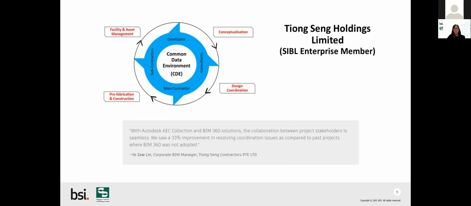In SIBL, we have different kinds of membership, and we also have companies joining us as enterprise members. Here I'm showing you an example. Cheongseng Holdings Limited is an enterprise member of SIBL. Over the years, I remember in 2013, I traveled together with Mr. Peck in the UK on a learning journey. He has shared a lot over the years of how they have adopted digital applications in construction, where a common digital environment called CDE is applied to connect the main contractor, subcontractors, developers, and consultants. It's a very interesting journey.